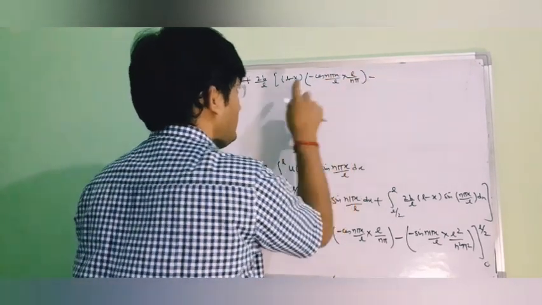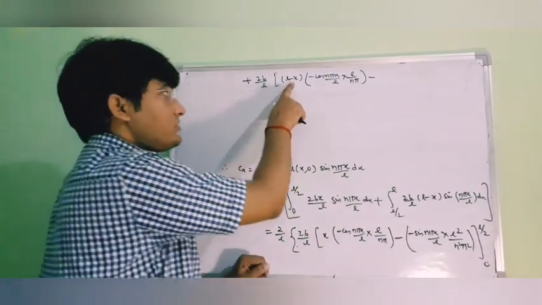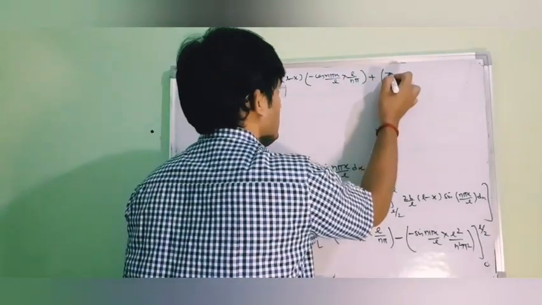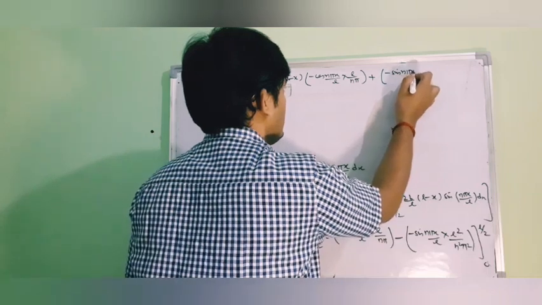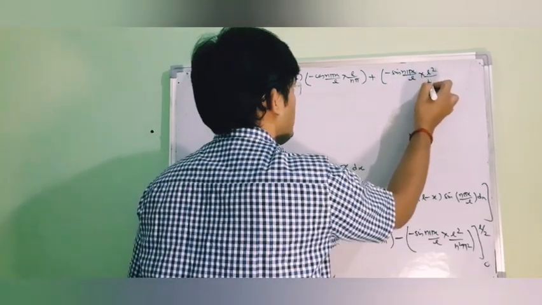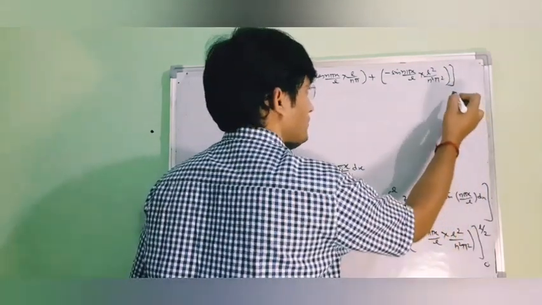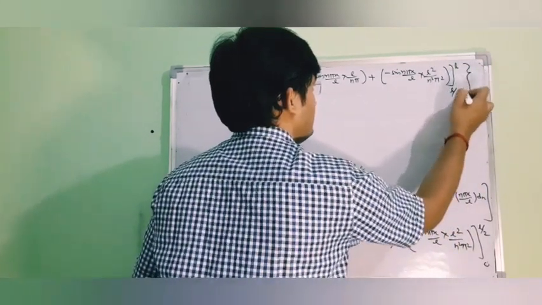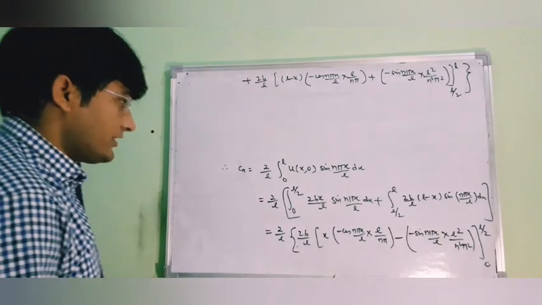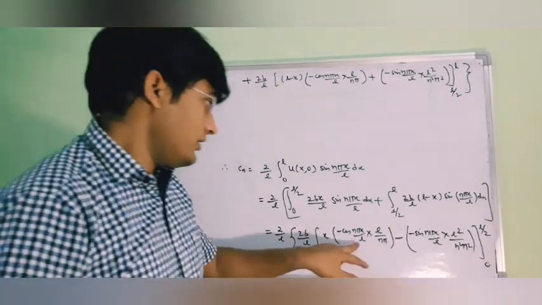Then we will have minus sign, and the differential of L minus x will be minus 1, so this is your plus, and again we will have sine n pi x upon L into L square upon n square pi square, and the limits are from L by 2 to L. Okay, now let us put the limit here.